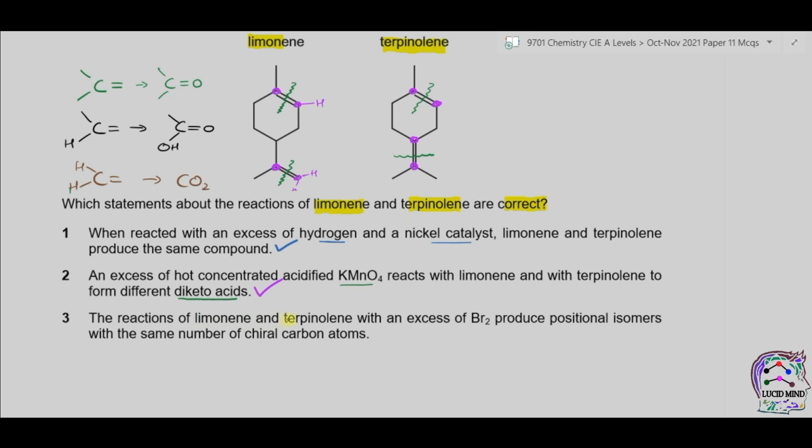Part 3. The reactions of limonene and terpinolene with an excess of Br2 produces positional isomers with the same number of chiral carbon atoms. What will happen when bromine is added is that the double bond is converted into single bond and each double bonded carbon will gain one bromine atom. Let's draw the structures for limonene. Double bond is converted into single bond. This double bond is also converted into single bond. Similar is for terpinolene.